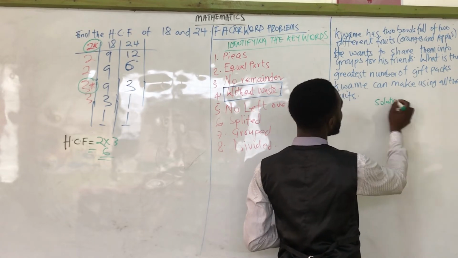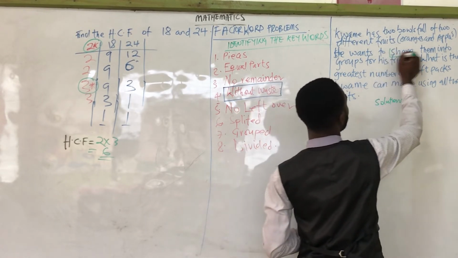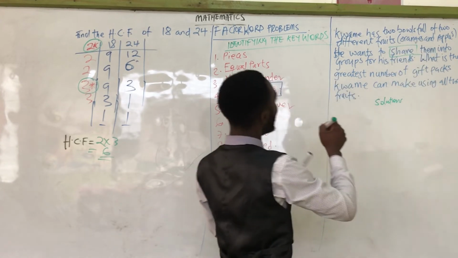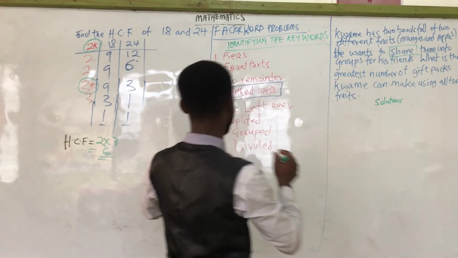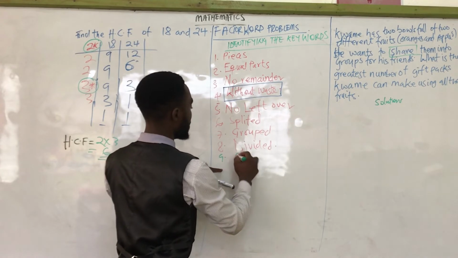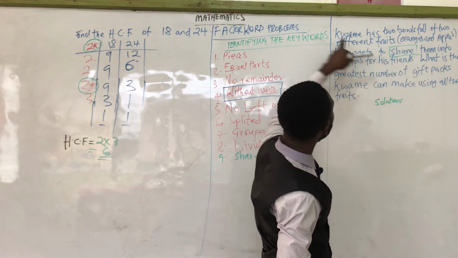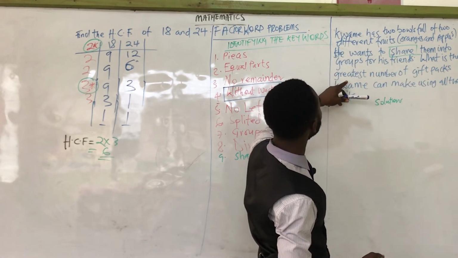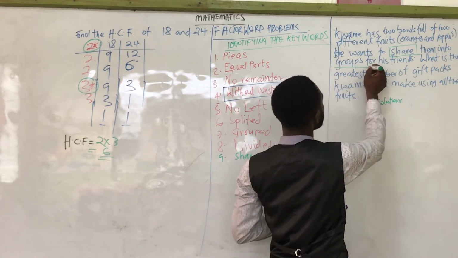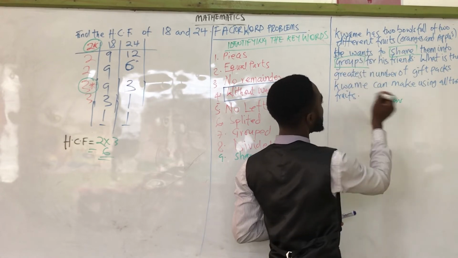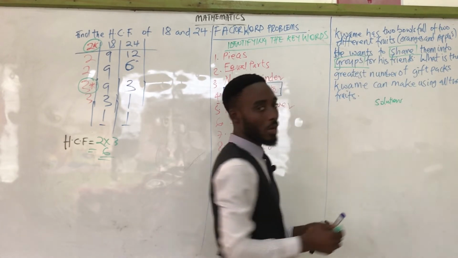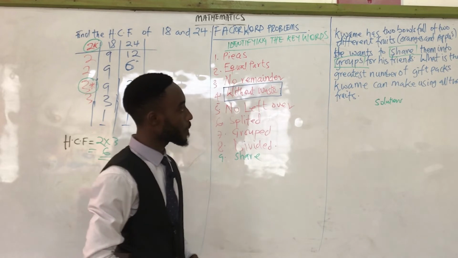Immediately we see this word share. And then what word suggests this? So share. Share, okay, so let's put this here, share. When we see words like share, we see words like into groups. Groups. We know that we are looking at factors.